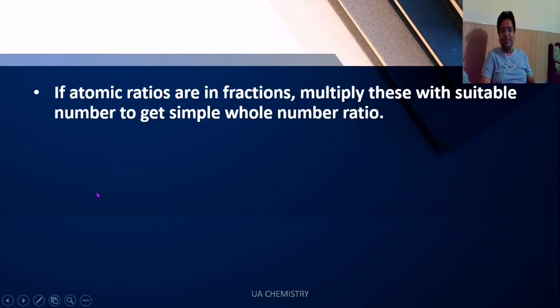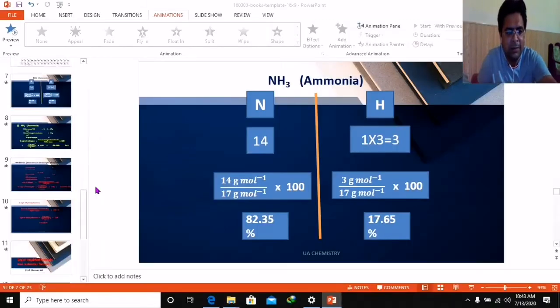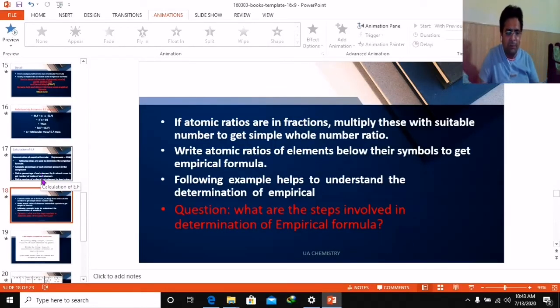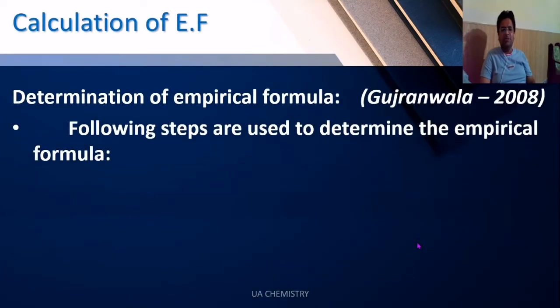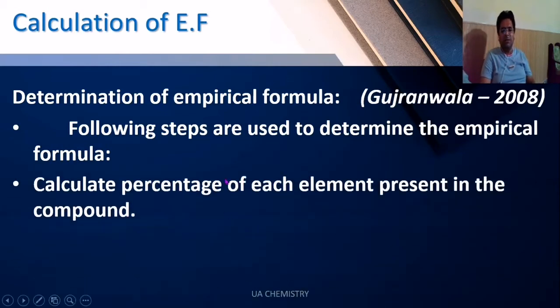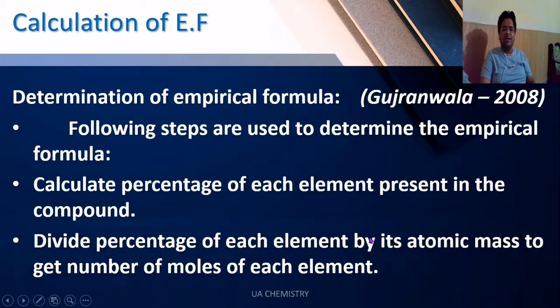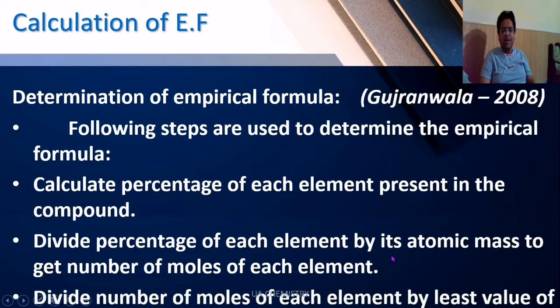Number 1, percentage composition. As it is an important question, we are again memorizing it. There are 4 steps. First one is calculation of percentage composition. Second one, the percentage composition is used to calculate the number of moles, and third one, divide the number of moles of each element by the least value to calculate the atomic ratio.